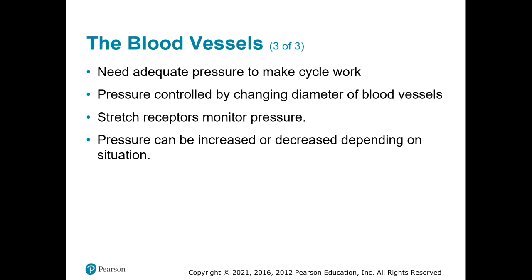So, pressure is controlled by changing the diameter of our blood vessels. Around our blood vessels, we have smooth muscle, just like our bronchioles. That smooth muscle both relaxes and contracts to increase or decrease our blood pressure. We have stretch receptors within our arteries, mainly our carotid artery and aortic artery, that monitor this pressure. Pressure can be increased or decreased depending on the situation.